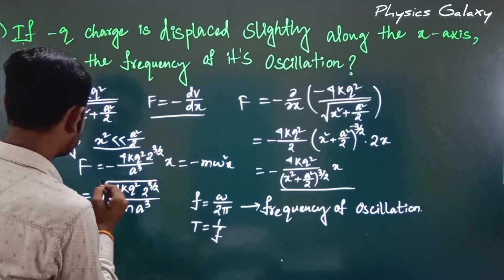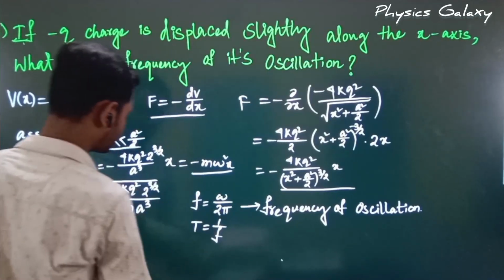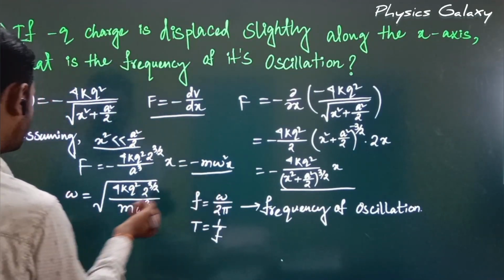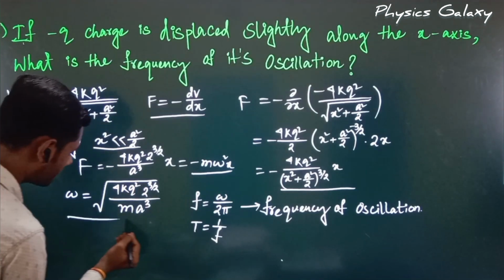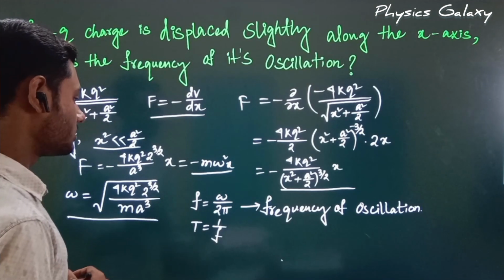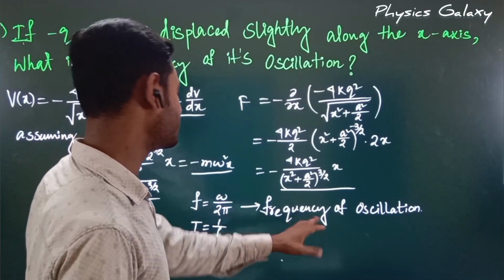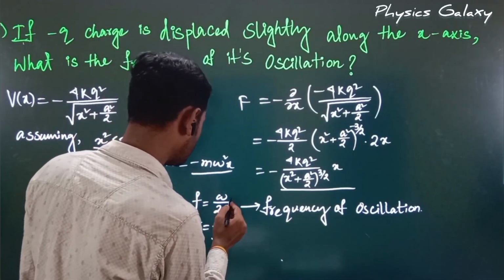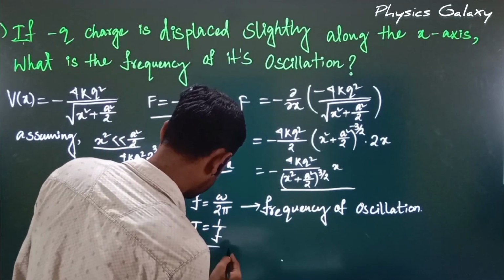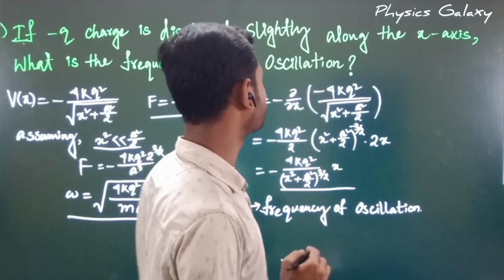And we all know that force is equal to minus m omega square x, and from there we can calculate the angular frequency. Once we calculate the angular frequency, we can get the frequency of oscillation, that f is equal to omega by 2 pi, and we can also get the time period of this oscillation.